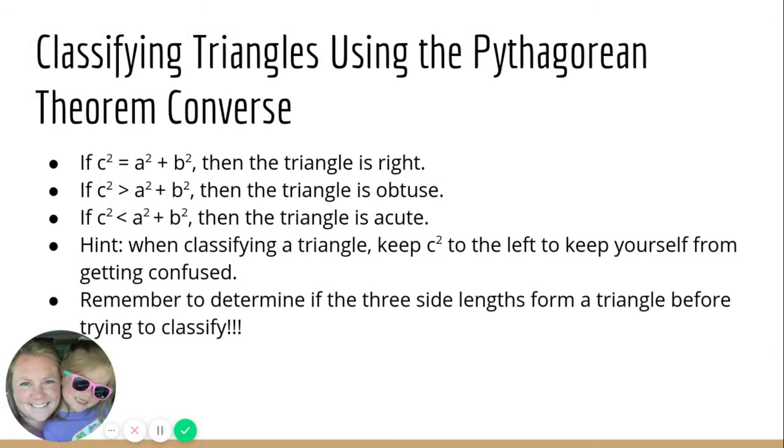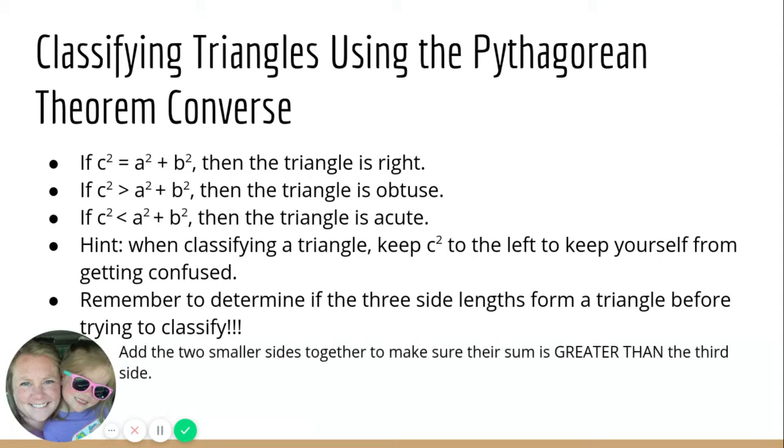And the last thing, remember to determine if the three side lengths form a triangle before you try to classify it. I can't remember how long ago we did this, so just a refresher, to find out if something is a triangle or not, you take the two smaller sides, add them together, and make sure their sum is greater than the third side.